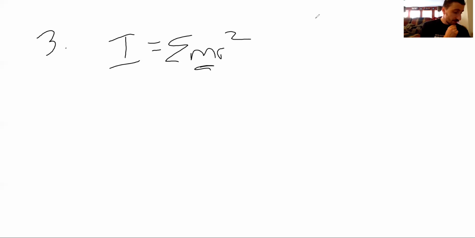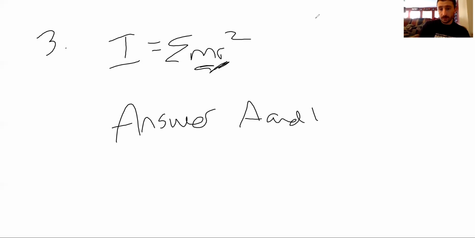Rotational inertia is inversely proportional to the object's speed. The equation has nothing to do with velocity or speed, so that's not true. Rotational inertia has the units kilograms per meters per second squared. That's not true. It's kilograms meters squared. Rotational inertia depends on the choice of the rotation axis. Yes, that matters because that's going to change your r. So, the answer is going to be A and B.